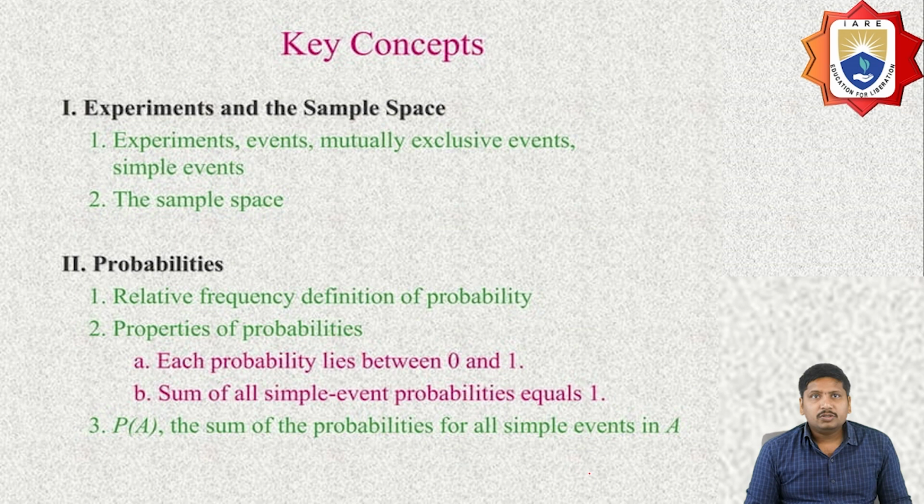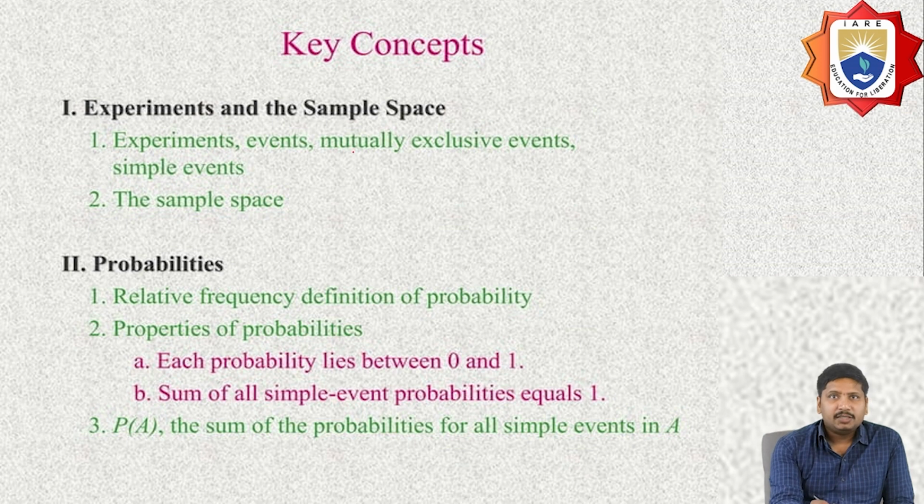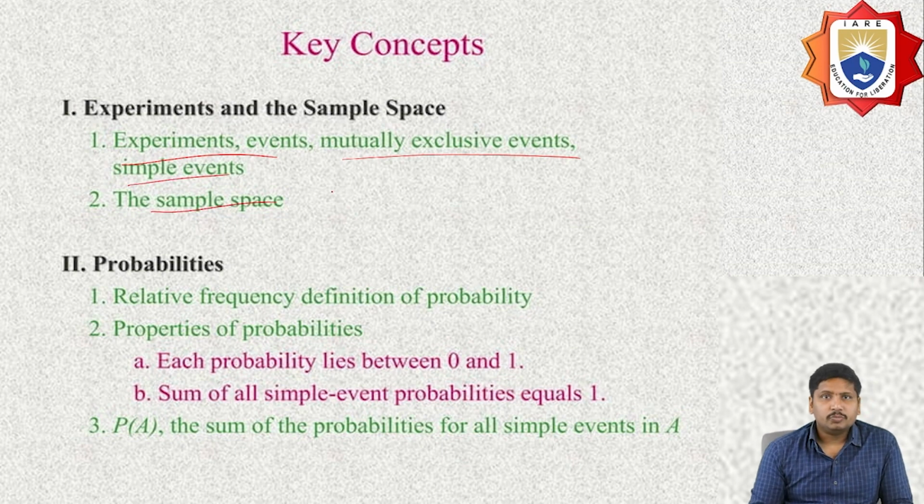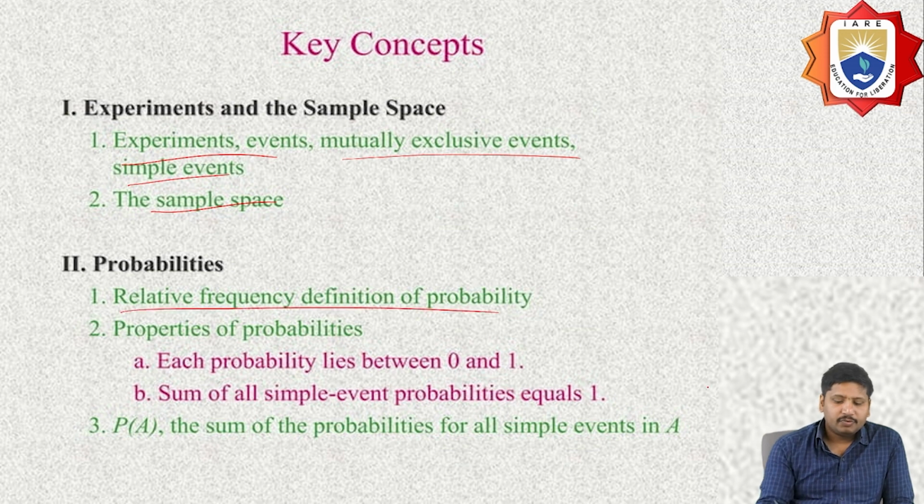So some of the key concepts of this probability distribution are experiments and sample space, that is, what an experiment is, events, mutually exclusive events and simple events. How to know what the sample space and probability should be, the relative frequency distribution of probability, and the properties of probabilities.